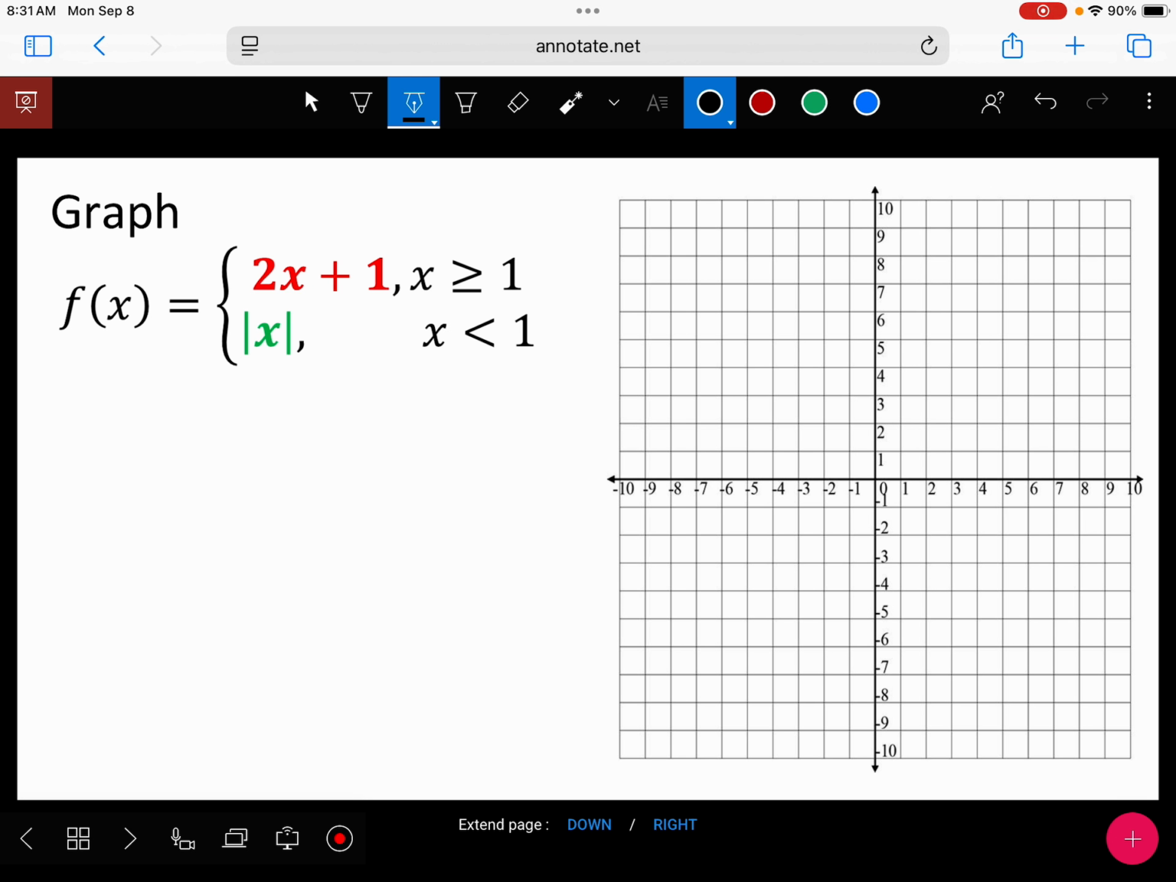All right, so we got 2 different functions. We're going to graph this function, and we're going to graph this function, but we're only going to graph a piece. So I'll give you a minute to copy it down, and then we'll talk about it.